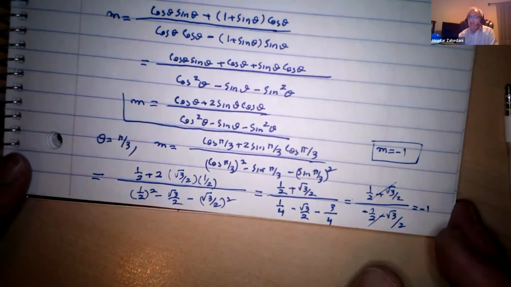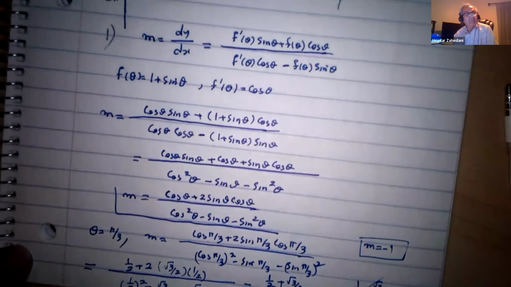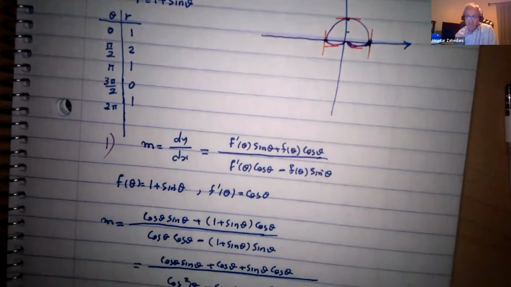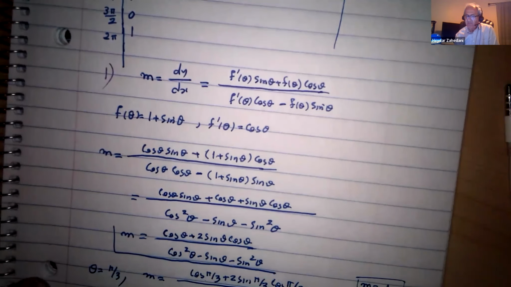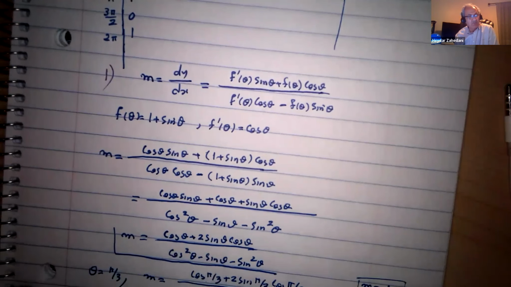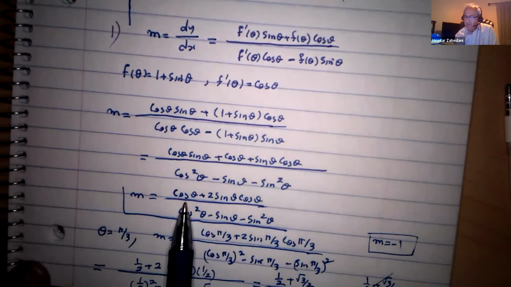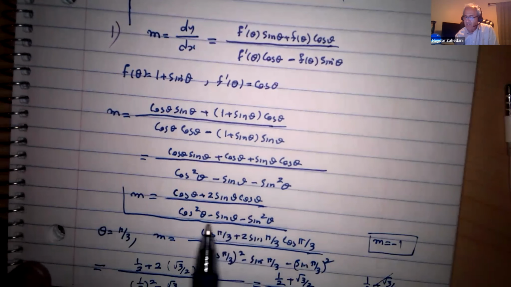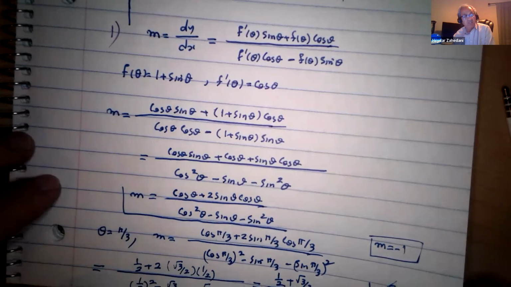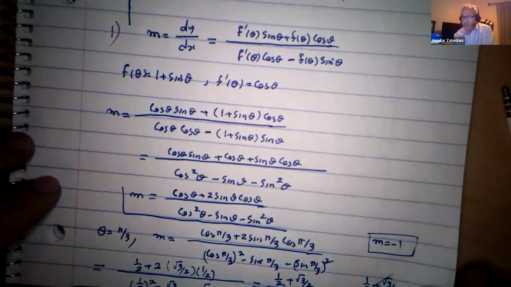Now they ask for the horizontal and the vertical tangent lines. So what you have to do is let the top be equal to 0, this is dy/dθ, and let the bottom be 0, and then get the points where one of these, dy or dx, is 0 and the other one is a non-zero number.